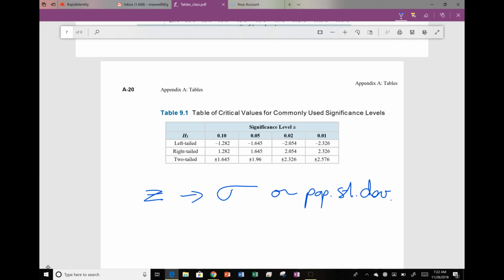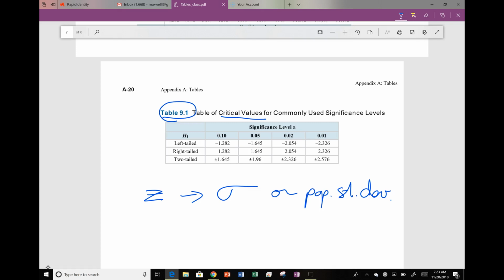When we use the Z, we come to Table 9-1, and this table already gives us the critical values for a Z. So if we have a left-tailed test with alpha being 0.1, this is our critical value. If we have a two-tailed test with alpha being 0.1, here is our critical value. You'll notice that the left and right-tailed tests have the same critical values, just different signs. That's because the graph is symmetric.